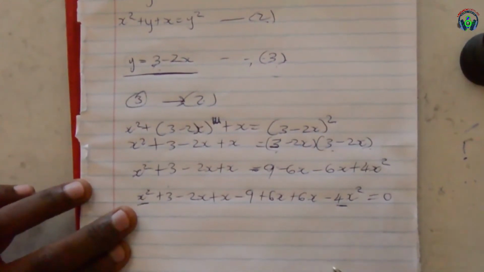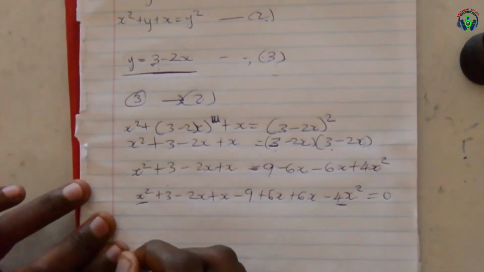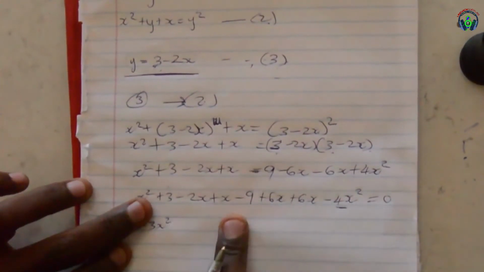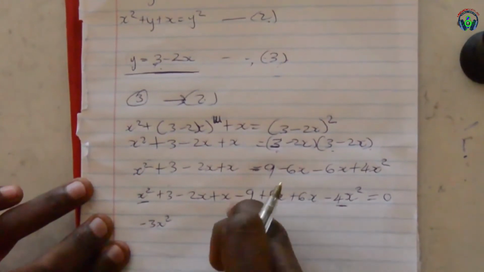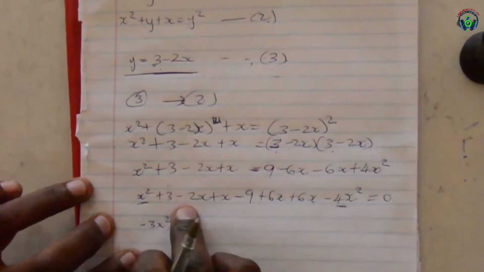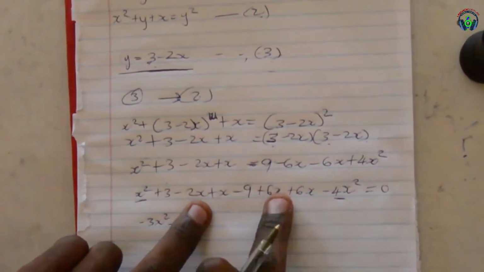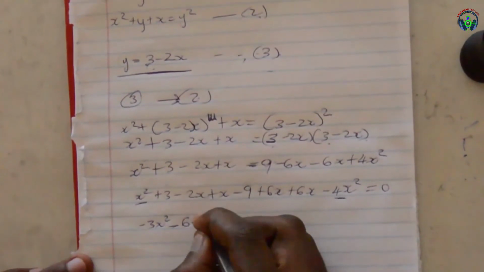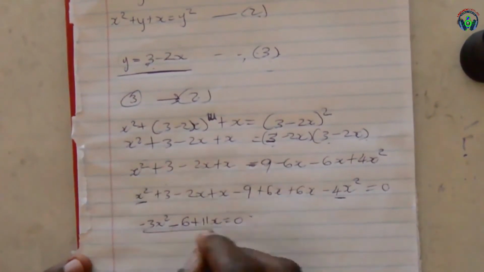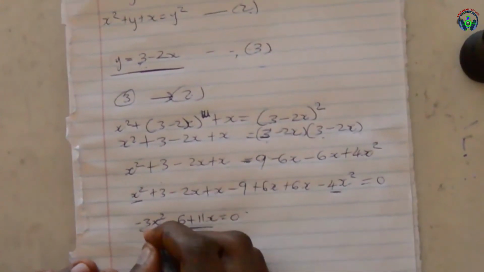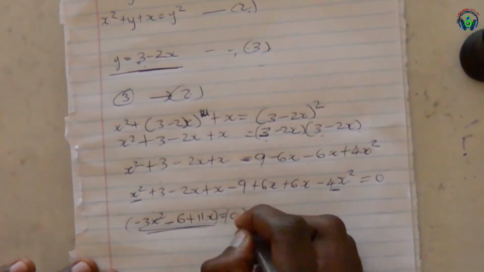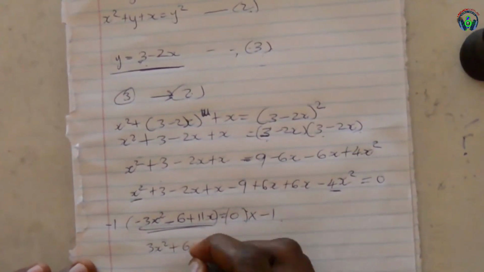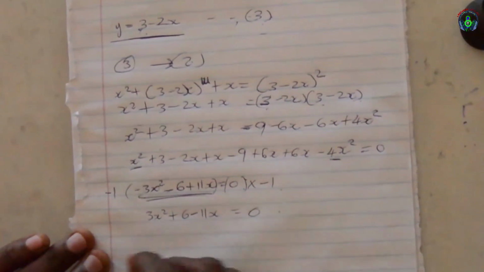x squared and 4x squared are like terms, so we add them together. x squared minus 4x squared becomes minus 3x squared. 3 minus 9 is minus 6, and they are the only numbers in the equation. Minus 2x plus x becomes minus x. Minus x plus 6x becomes 5x, and 5x plus 6x becomes 11x. Plus 11x equals 0. So from here we have a simplified version of the equation. We can remove the negative sign by multiplying both sides of the equation by -1. We have 3x squared plus 6 minus 11x equals 0.